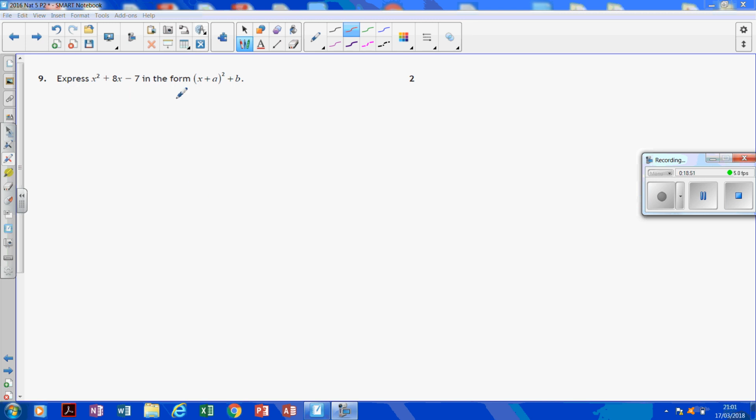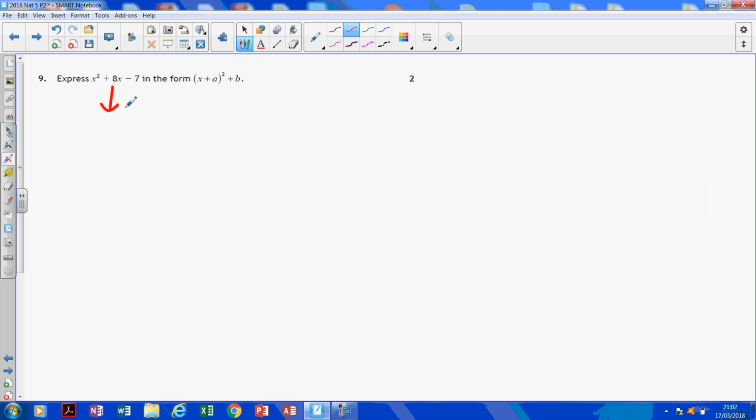Right, we want to complete the square, that's what that means. So what we do is we take the number in front of x and we half it, and that gives me the number in the bracket, this a. So I end up with x plus 4 all squared. Now this -7, just pull it down and leave it at the end. If I square this out, I get x squared plus 8x plus 16.